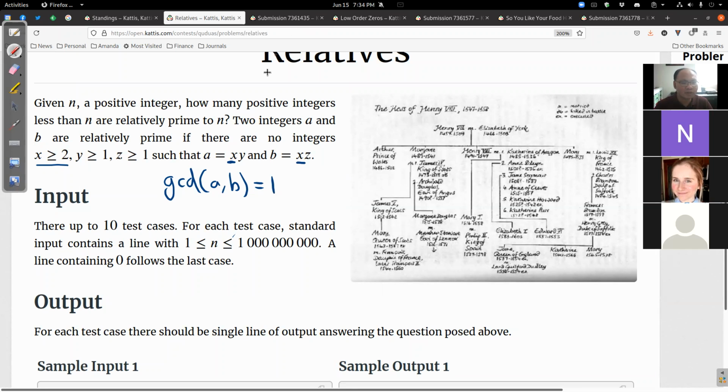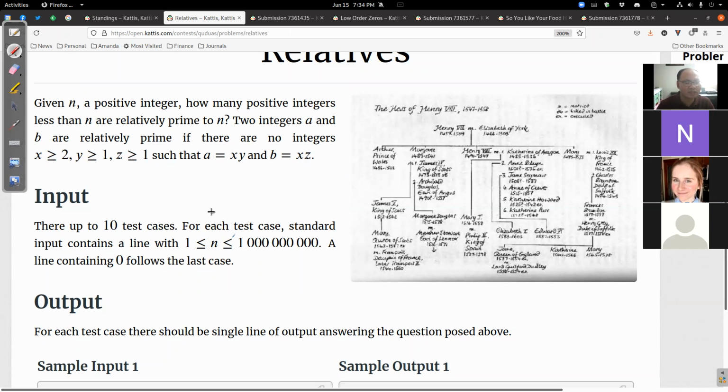Have you heard of this word before, relatively prime? I don't know which course you might hear it from. Yeah, I've heard it. I took number theory, so I've heard that. Oh, okay, then you know for sure. If you took number theory, then you probably are done already. Okay, so let's see here.